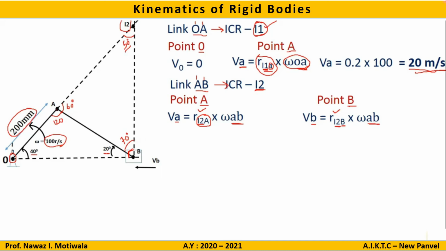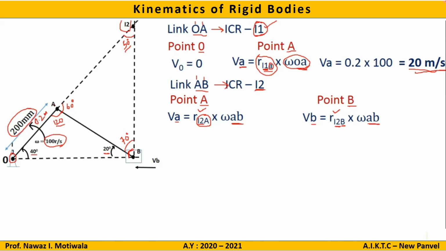Now if you observe in this triangle AOB, you know all the 3 angles. See here, this angle is known as 120, this angle is 40, this angle is 20. All 3 angles of the triangle are known, and also one of the sides is known as 0.2 meters. So can we apply sine rule here? Yes, we can apply sine rule because there are three angles and one side which is given to us.